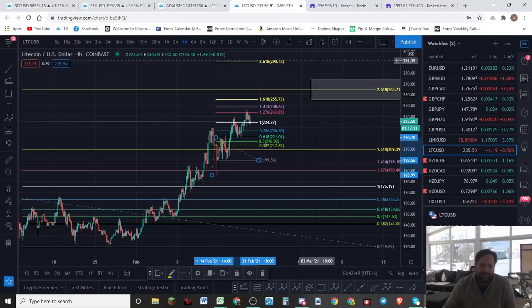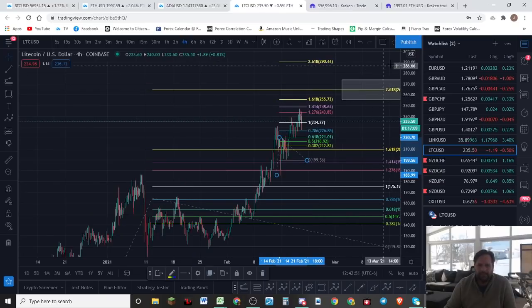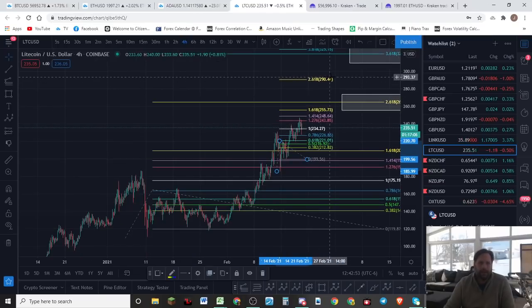All right. So yeah, watching 265, guys. It's a key level, and then the next fib is 290. We'd be watching after that. So 255 first, 265 after that, and then 290. And if it gets really, really bullish, guys, watch 320. There's your targets for Litecoin.